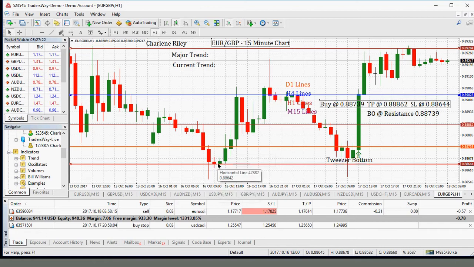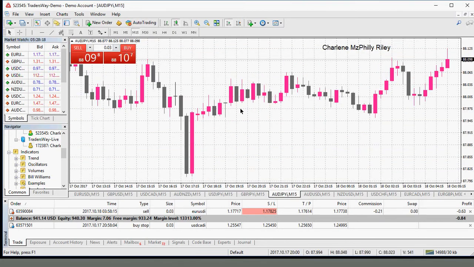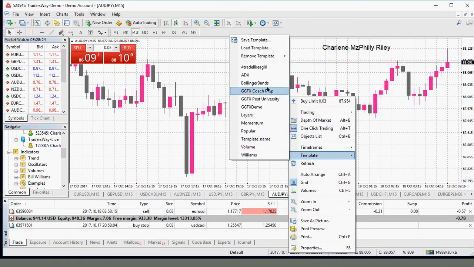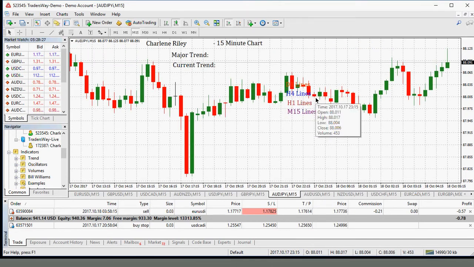Yeah, you could have this tweezer bottom, and then you would have to wait for a break above this line again. And that's how that would get you to enter into a trade. You have this tweezer bottom, then breakthrough of resistance, and so you'd be entering your trade most likely on this candlestick. Okay? There could be a trade opportunity. There's a trade opportunity here. So, go to my coach template.